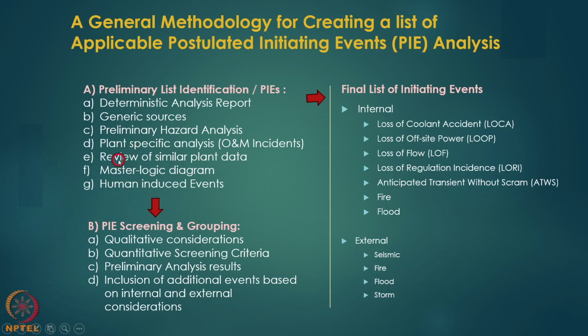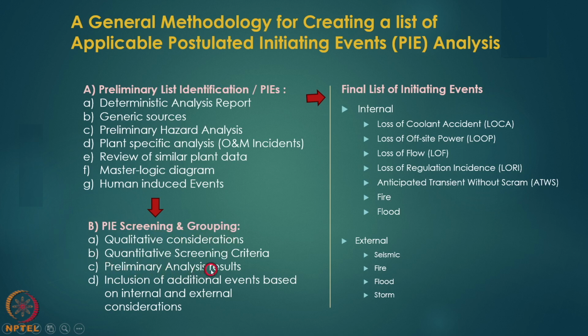Okay. Now, once we have collected the list of initiating events which we think is applicable for our plant, we will apply a screening and grouping criteria, because they could be in terms of 100 or 200 or maybe 150. So some screening is required because we want to touch the core model of the plant. Okay. So then qualitative considerations are there. Some events may not be applicable to our plant.